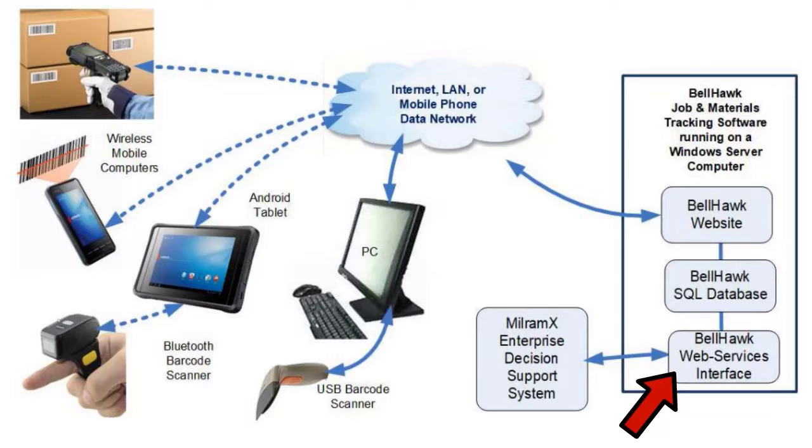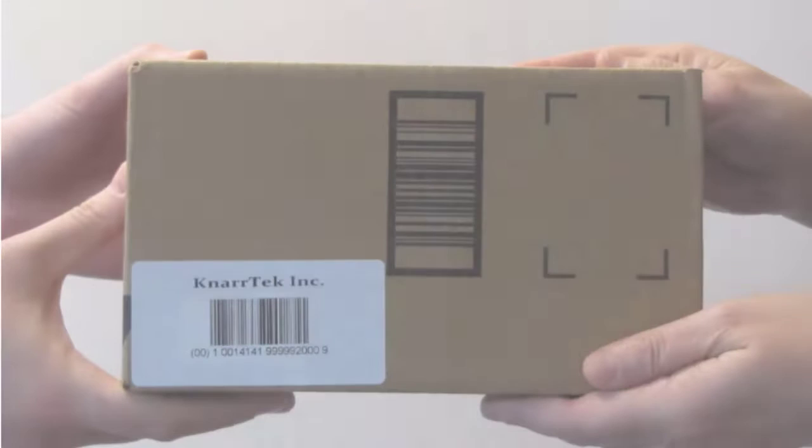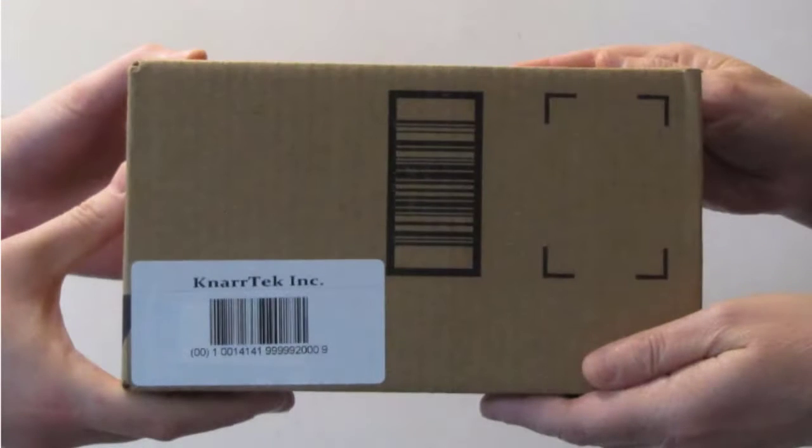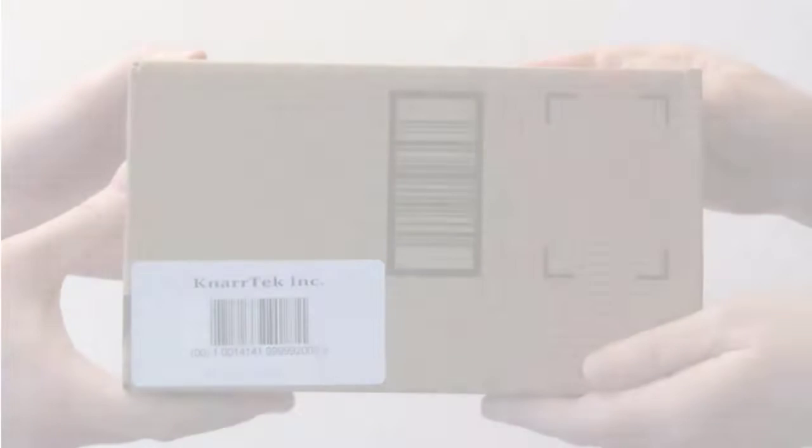Bellhawk also has a web services interface that the Millramex software uses to exchange data with a wide variety of other systems. Most inventory tracking systems implemented by Knarrtek are based on the principle of tracking containers of material. In this, we place a unique tracking barcode on each container of materials and then scan this barcode whenever we move the container or add materials to the container or take materials out.